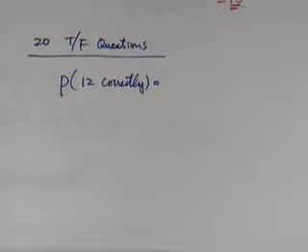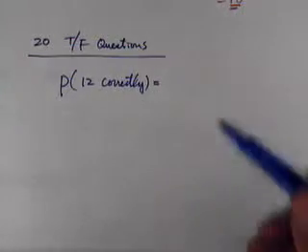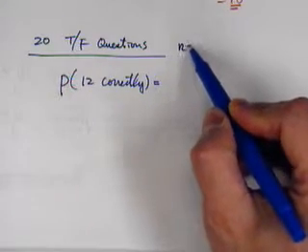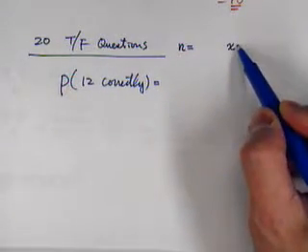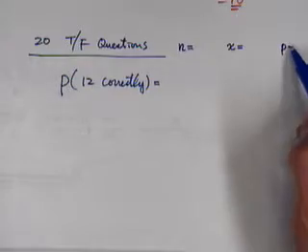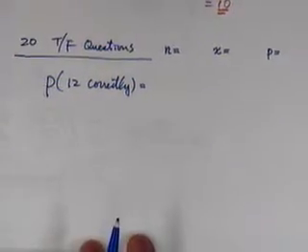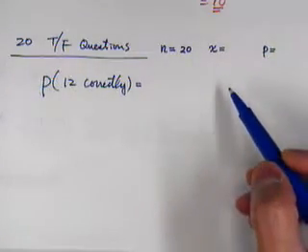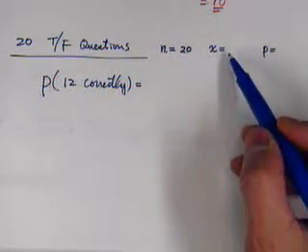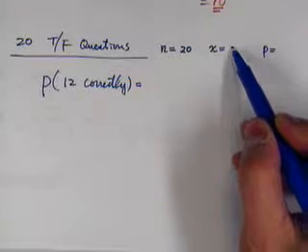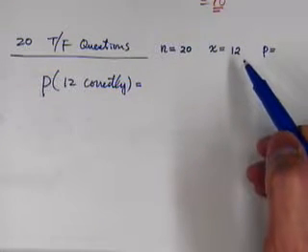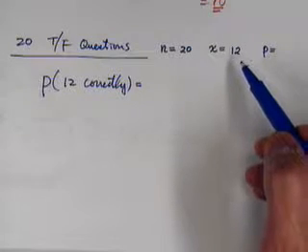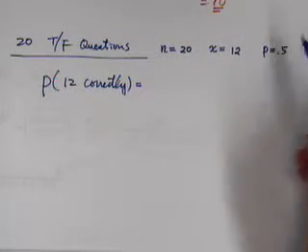It's a binomial experiment, you know that, right? Every time you're guessing. Now, for a binomial experiment, we need to know what n, x, and p are in order to use that formula. What is n in this problem? 20. What is x? X is the event, how many successes: 12. That's right. What is p? P is the probability of success, the probability of guessing it right: 50%. So you got them all.